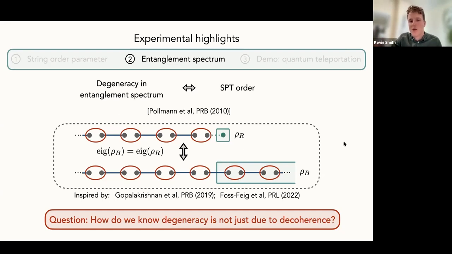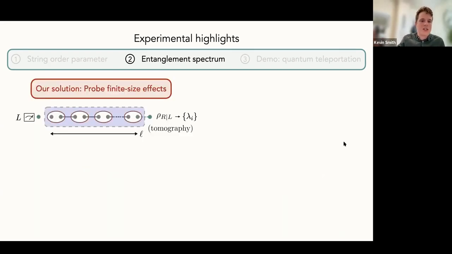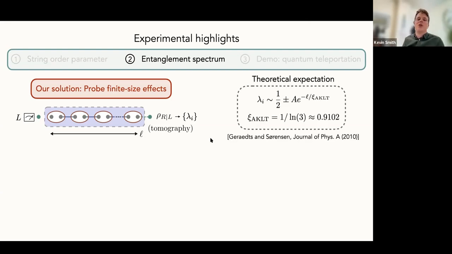And so in order to deal with this, what we do is we instead probe finite size effects in the chain. And in short, we can measure the left memory qubit, and then conditioned on the outcome of that measurement, we then do tomography on the right memory qubit and extract its eigenvalues. And theoretically, when you do this, what you expect to find is that the eigenvalues trend towards degeneracy, but following this exponential curve, which has a length scale which is equivalent to the coherence length of the AKLT state, which is this known number here.